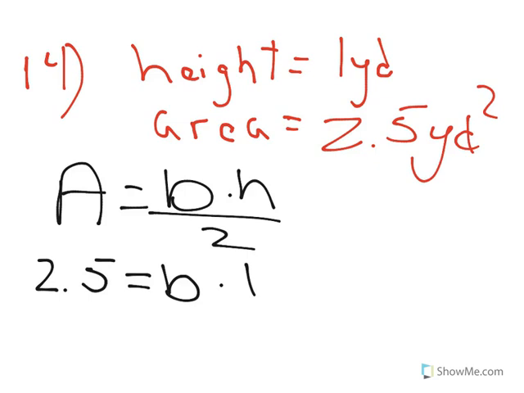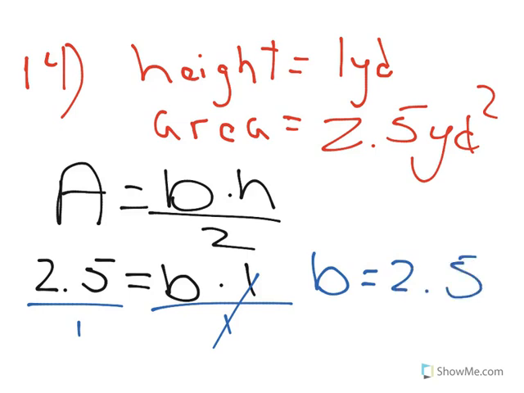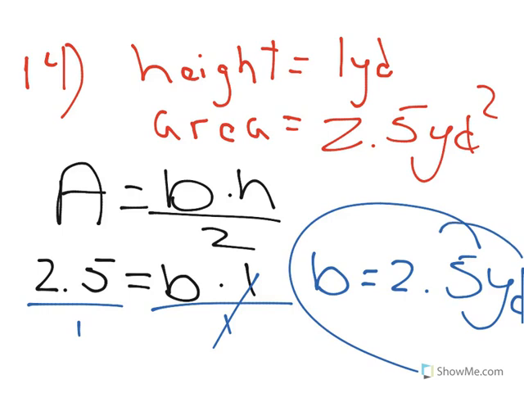So in this case, I'm going to divide, because I want to find my B. I'm solving for B, so I'm going to divide both sides by 1. Cancels out, leaves me 1. And when I divide 2.5 by 1, I do get 2.5. So my base is 2 and 5/10 yards. I do not have to put the square because I'm not finding area. That's why it's squared right there. It tells me it's the area.